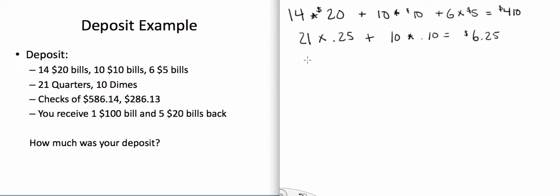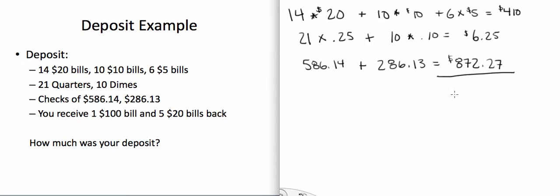And then our checks are $586.14 and $286.13. We add those together, we get a value of $872.27. We add all this together for our subtotal. We get $1288.52. Okay, so that's how much our subtotal is.